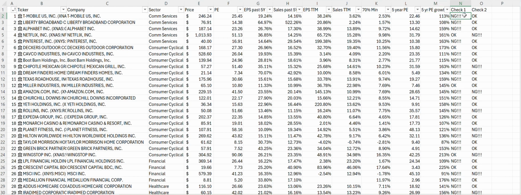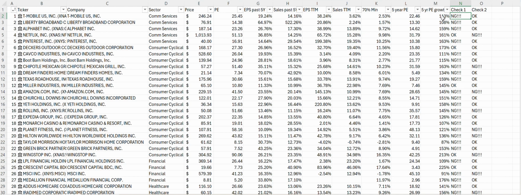Now, I've gone for check one, which is the earnings per share for the past 12 months has to be higher than the earnings per share for the past 5 years. Similarly, sales for the past 12 months has to be higher than the sales for the past 5 years. As you can see with T-Mobile, the sales growth for the past 12 months is not higher than past 5 years. So for me, that's an indication of a potential slowdown in sales.